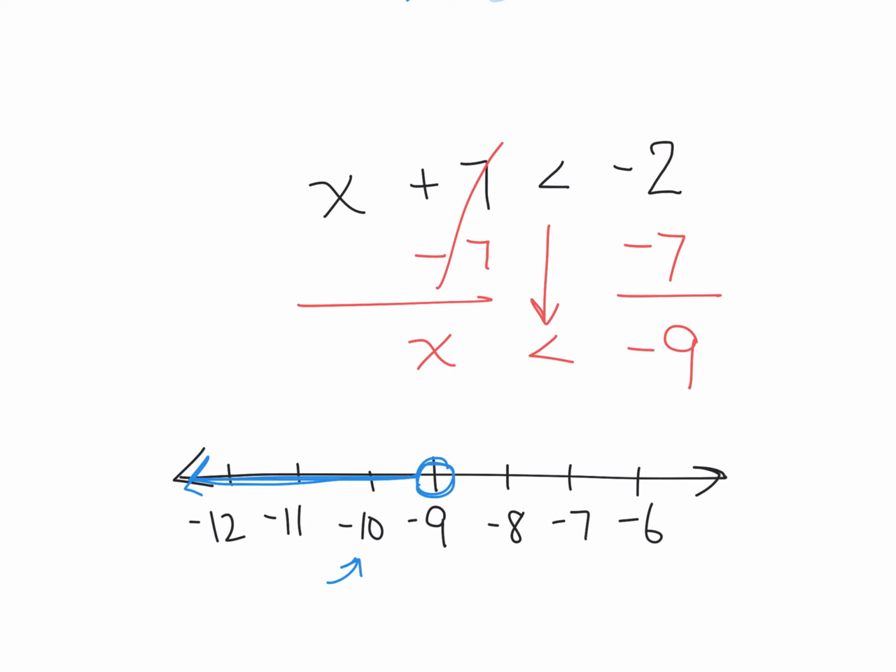If I were to choose, for example, negative 10 in place of x, I would say, what is negative 10 plus 7? And really, I'm asking, is it still less than negative 2? Well, negative 10 plus 7 is actually negative 3, and negative 3 is in fact less than negative 2, which means that yes, negative 10 could be a solution that would make this inequality true. So that's a nice simple inequality to start solving, but we'll look at one more option.